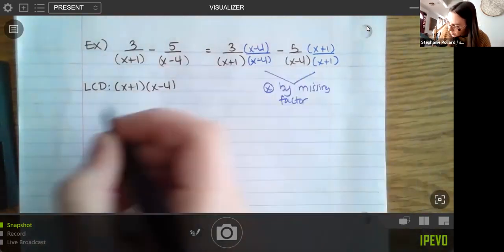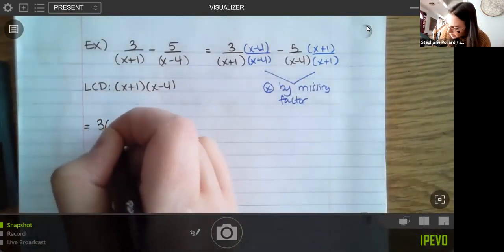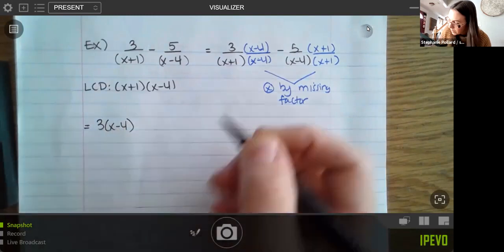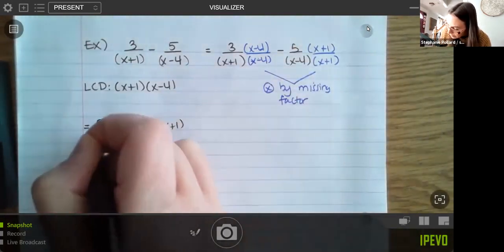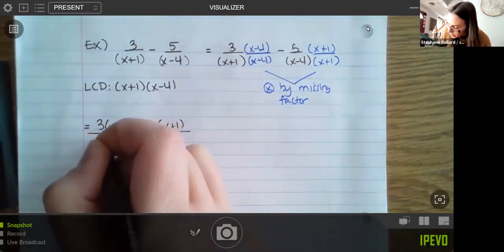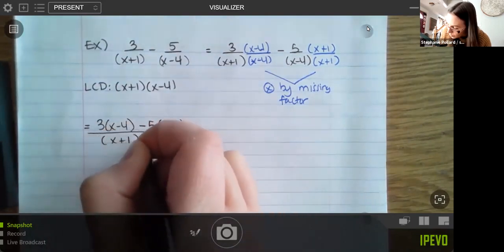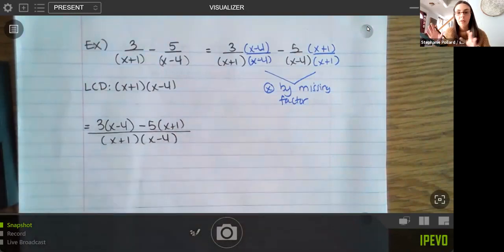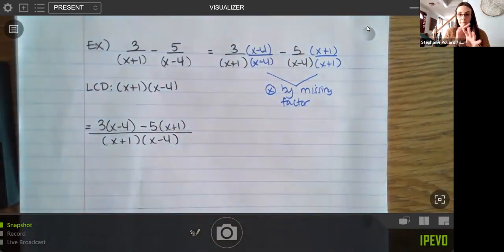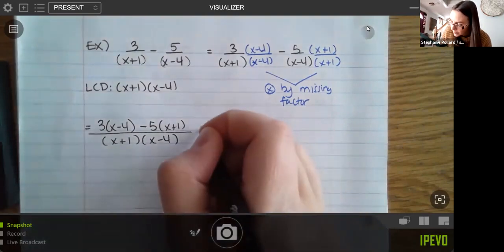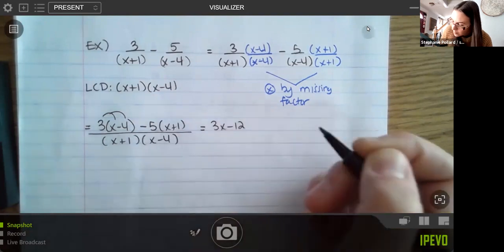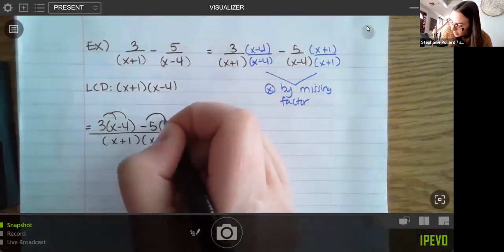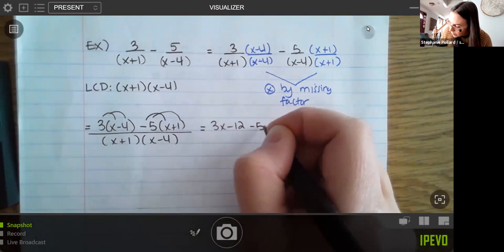So here, let me rewrite this. I have 3 times x minus 4. I have a minus sign in the middle, and then 5x plus 1. And now your common denominator is just x plus 1, x minus 4. So I'm rewriting it with one denominator, and I'm just kind of, again, rewriting that numerator. And I'm going to clean it up. So this becomes 3x minus 12. Make sure you distribute that minus sign, minus 5x minus 5.